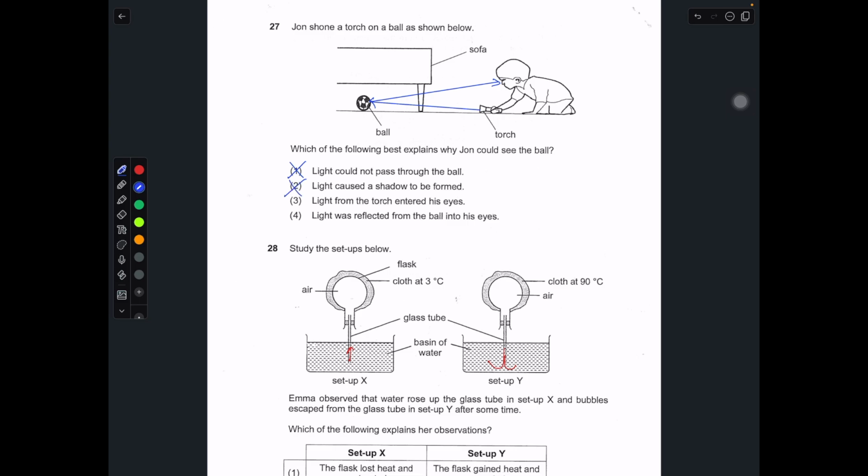Light from the torch enter the eyes? No, if light from the torch enter the eyes, it will look like this. Okay, it just already entered his eyes. It did not hit the ball, and he will not be able to see the ball. So the answer is number 4. Okay, light was reflected from the ball and entered his eyes. That's why he can see that there's a ball there.